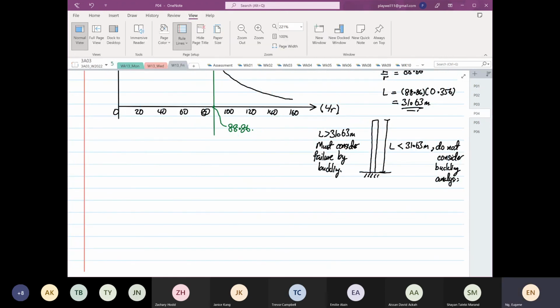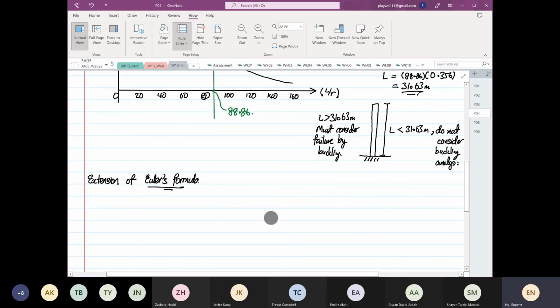Let's look at the extension of Euler's formula. The extension of Euler's formula is based on how the structure is held.